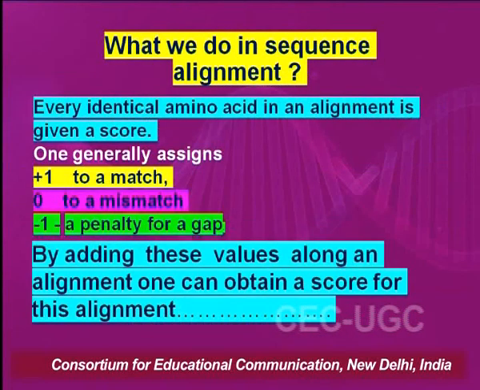And we also give this alignment a score. How do we give that? We count the matches and mismatches, and for insertion of a gap, we give a penalty. In a hypothetical example, or in general cases, we give +1 for a match, -1 for insertion of a gap, and 0 for a mismatch. We add all these values and then we get a final score for this alignment.